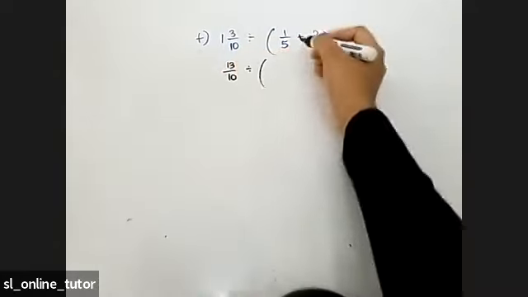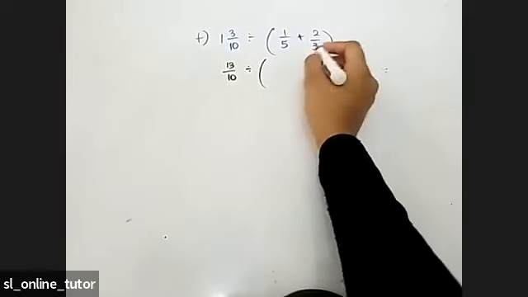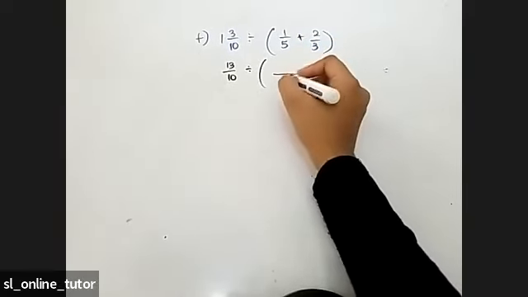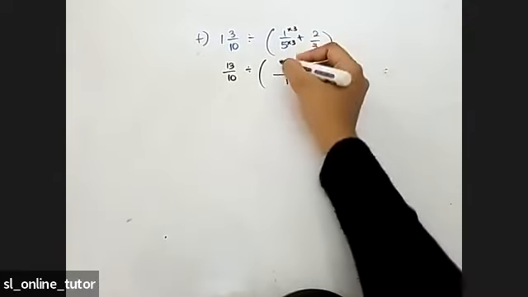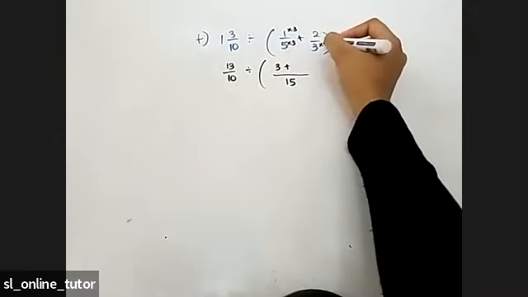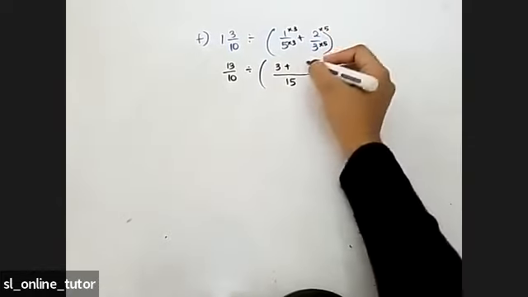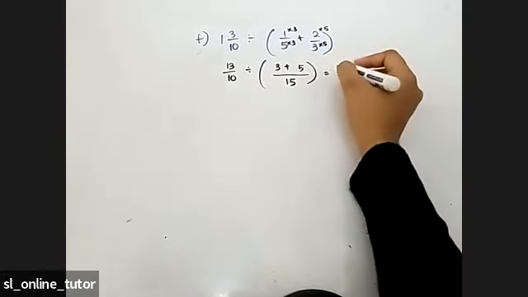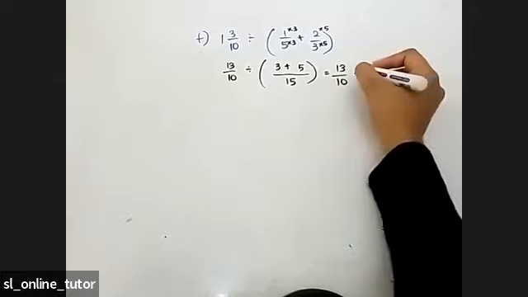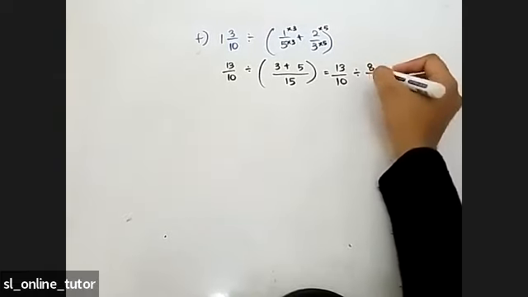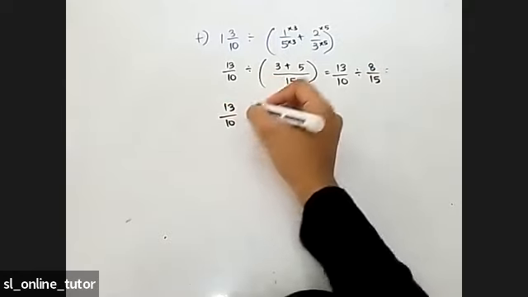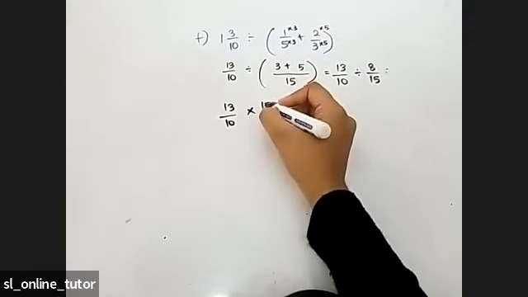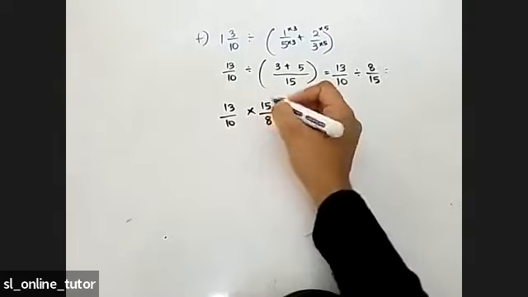Now I have to remove the brackets. Removing the bracket means I have to make the common denominator. Common denominator is 15 here. So 5 times 3 and here 1 times 3. Here 3 times 5. So here also 2 times 5. Then I'm getting 13 by 10 divide by 8 upon 15. So now what should we do? We have to take the reciprocal.